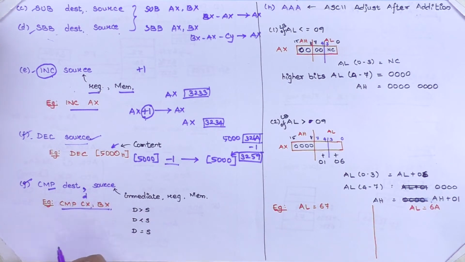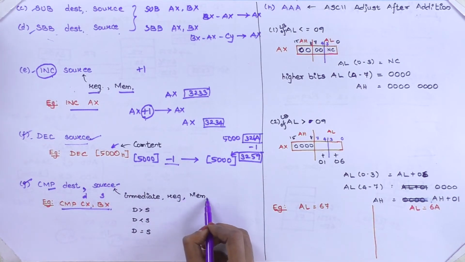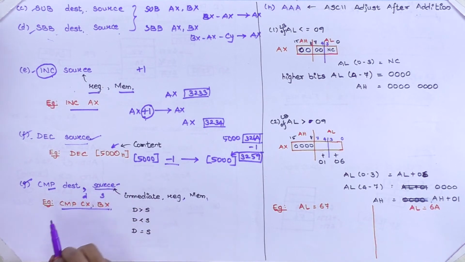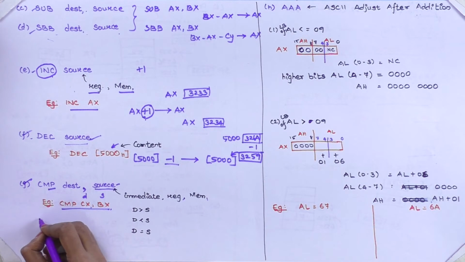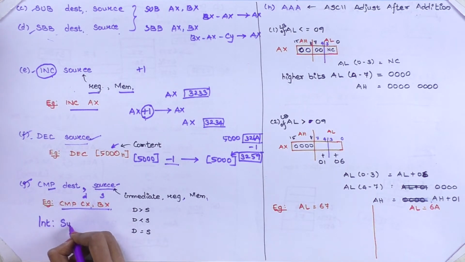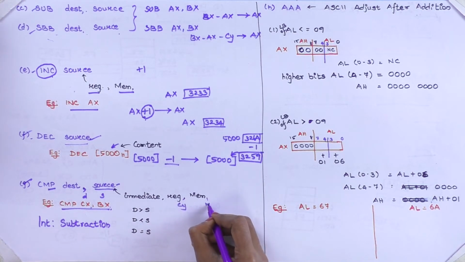So here CX is the destination, the source is BX. The immediate value you can also use as a source, the value from the register, or the value from memory. What will happen here is that the internal operation of compare is subtraction.